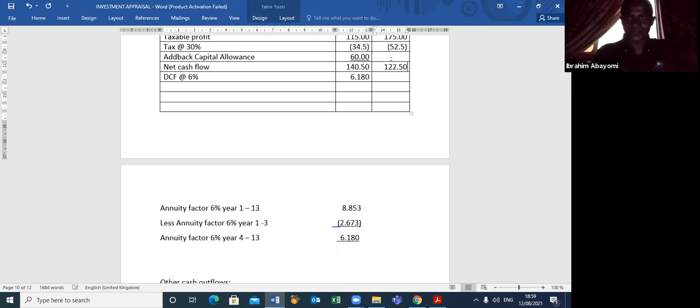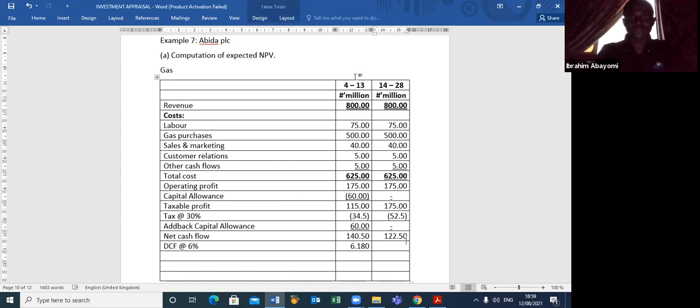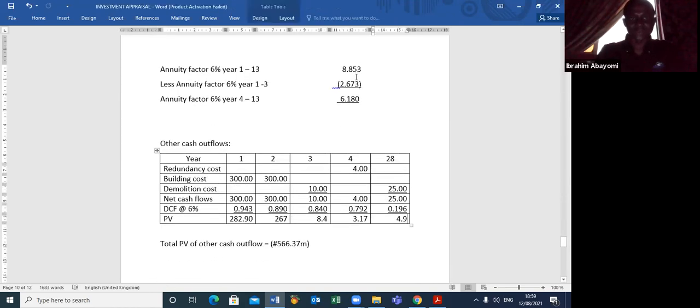Now the second one is from when? It's from year 4 to 28. So I will calculate the annuity factor from year 1 to 28. I will remove the annuity factor of year 1 to 13. Okay, so let's go and do that. That is the second part.